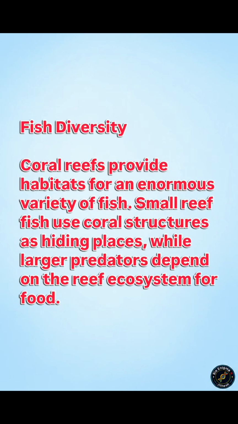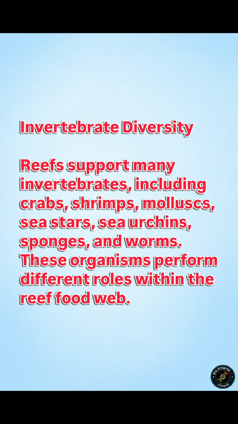Coral reefs provide habitats for an enormous variety of fish. Small reef fish use coral structures as hiding places, while larger predators depend on the reef ecosystem for food. Invertebrate diversity. Reefs support many invertebrates, including crabs, shrimps, mollusks, sea stars, sea urchins, sponges, and worms. These organisms perform different roles within the reef food web.